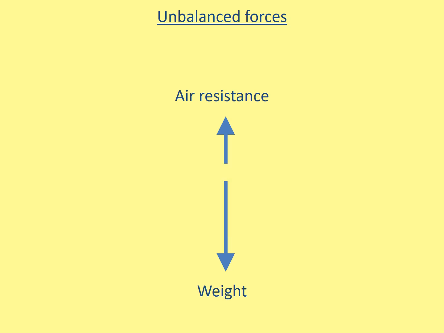Let's have a look at the skydiver. So here we've got weight acting from the centre of mass down and air resistance acting up. Now, as you can see, the arrows are not the same size. The weight is much bigger than the air resistance, and therefore the resultant force is not zero. This means that there is a change in velocity, and it means that the skydiver is accelerating.